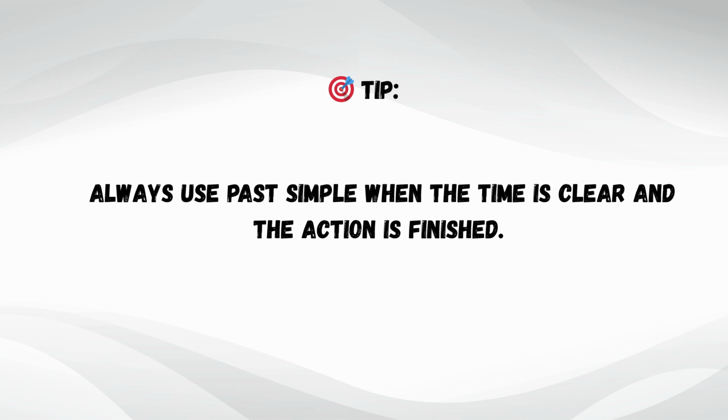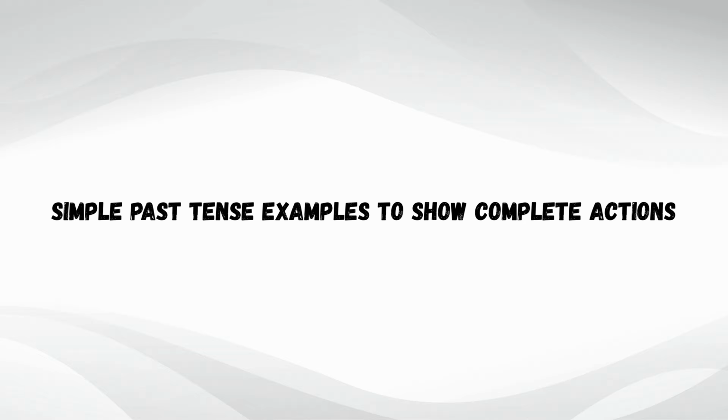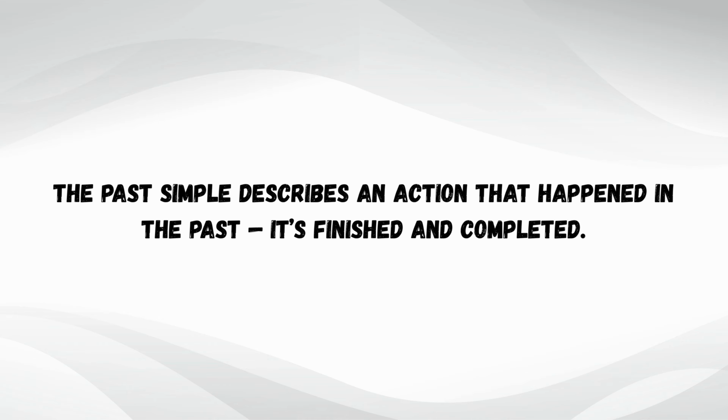Tip: always use past simple when the time is clear and the action is finished. Simple past tense examples to show complete actions. The past simple describes an action that happened in the past and is finished and completed.